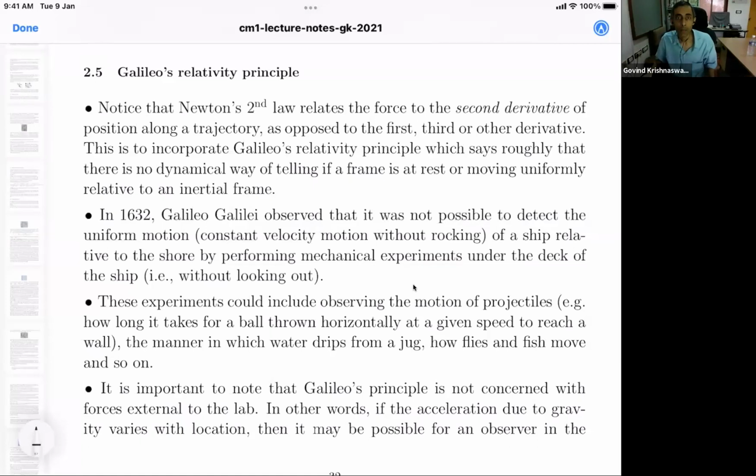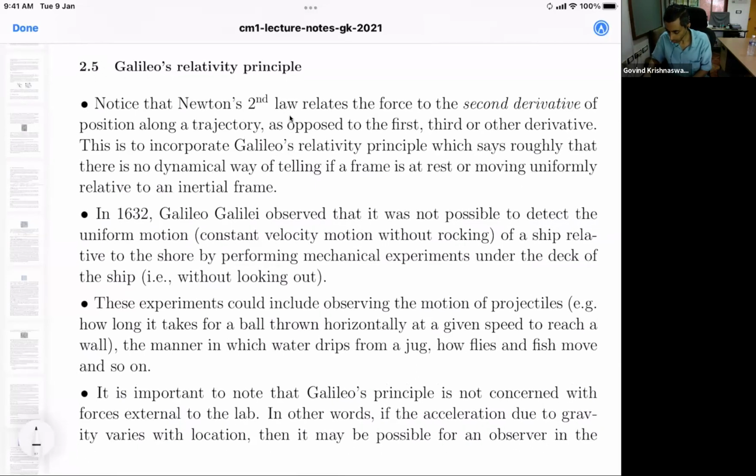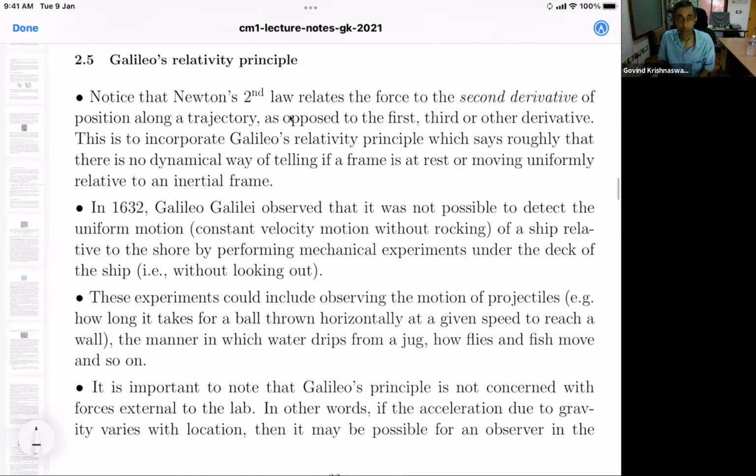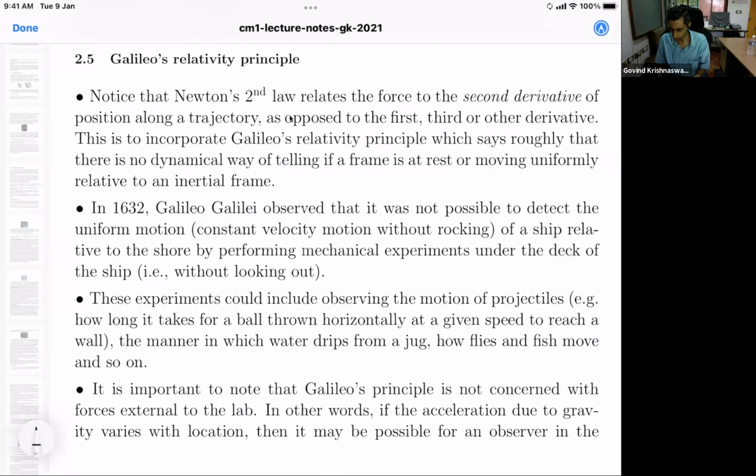Okay, so let me share my screen. Okay. All right. So now, Galileo's relativity principle is a very important concept in physics, and that is why I spend a little bit more time on it. So let us recall things from last time. A little bit of repetition will be there.